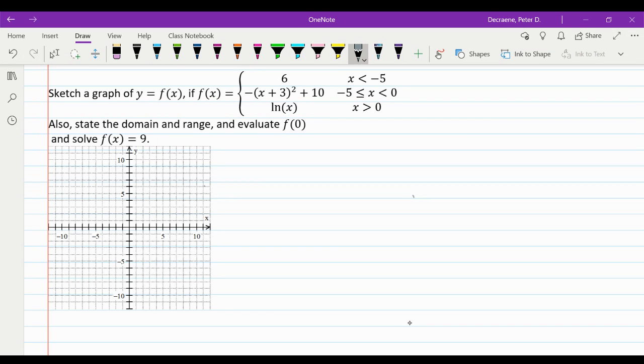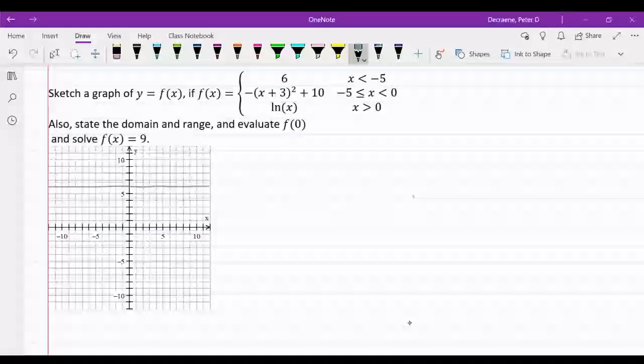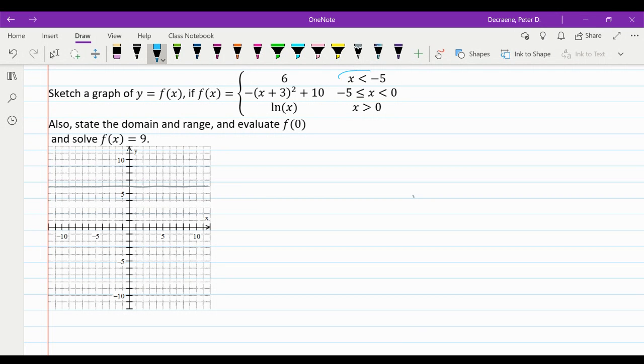The first one is y equals 6, which we know is a horizontal line that looks like this. But I don't want that whole line, I just want it where x is less than -5. So I'm going to go to where it's -5, put an open circle there for a minute, and then draw the graph that way because I want all the parts where x is less than -5.